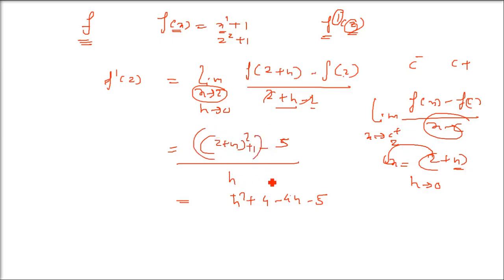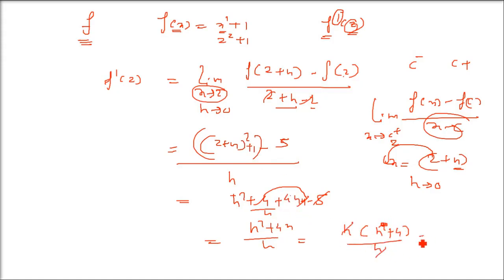So what do you get? a square plus b square, this is 2 square, that is 4, plus h square, that is h square, and 2 into 2 into h, 4h. So 5 and 4 plus 1 gets cancelled. So h square plus 4h it is. Now you can take h common, and then h can get cancelled. So you have h plus 4, and now you apply the limit here. Limit is h tending to 0, so h is going to be 0. And 0 plus 4 is 4. So you are going to get the value, this is f dash 2. f dash 2 is 4, that is, differentiation of this function at 2 is 4.